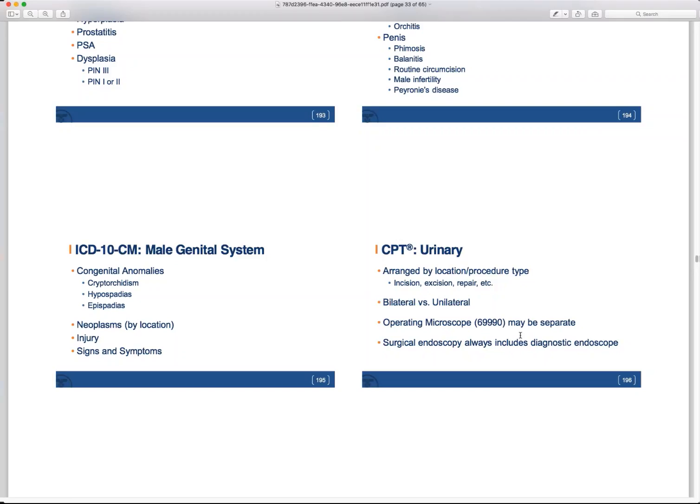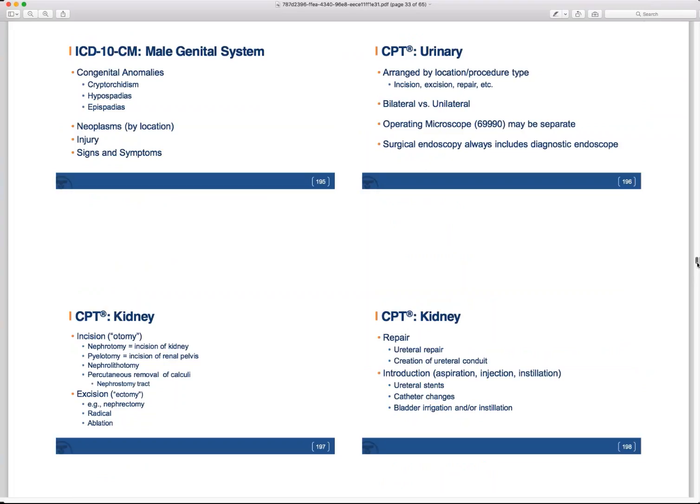They also have operating microscope under urinary. Now, a lot of CPT codes include the use of an operating microscope. So I just wanted to mention, make sure you read your terms or the definitions before you add on CPT code 69990, which I believe is an add-on code anyway. So you'll see the plus sign, and also make sure you read the definition of the CPT code to know whether you're going to need to add that on.